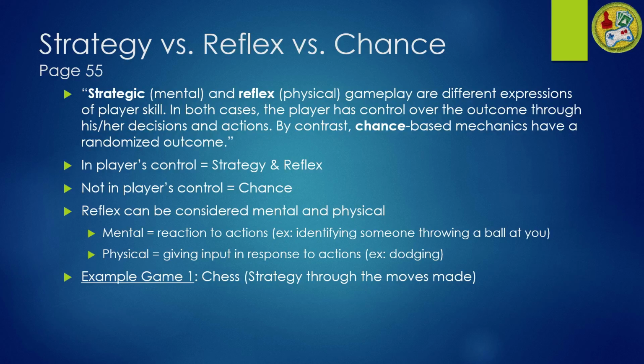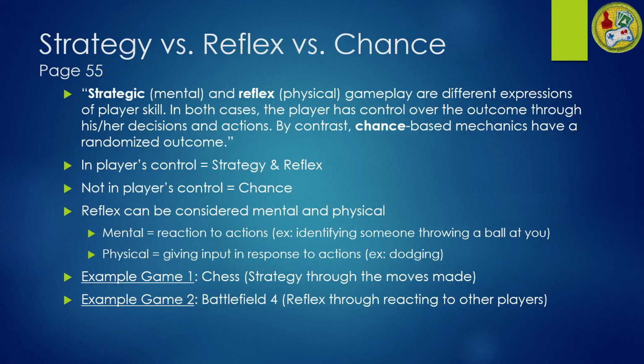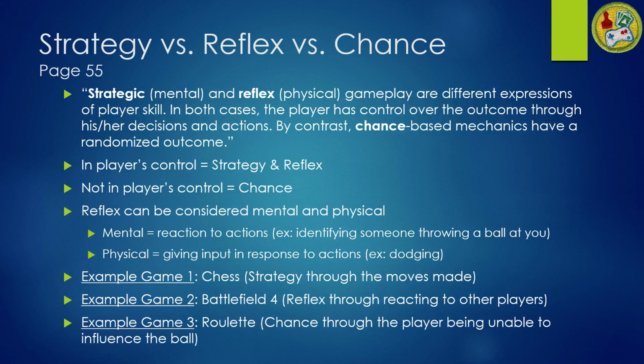Our first example game is chess. Chess represents strategy through the moves you make with your playing pieces on the board. Our second example game is Battlefield 4. This one represents reflex through reacting to other players and what is going on around you in the game. Our third example game is the casino game Roulette. Roulette represents chance for not allowing the player to influence the ball as the wheel spins, unless you're cheating.